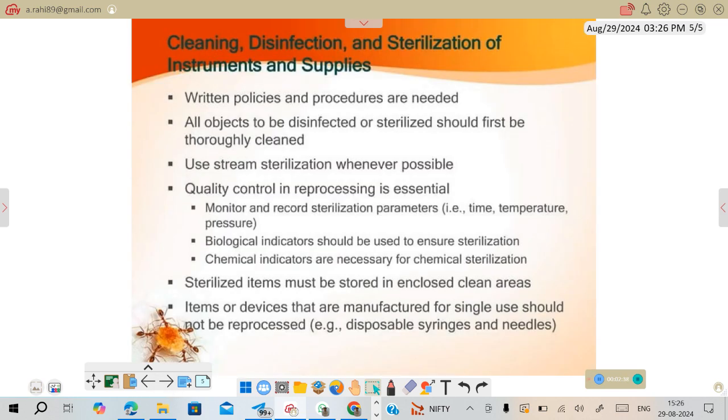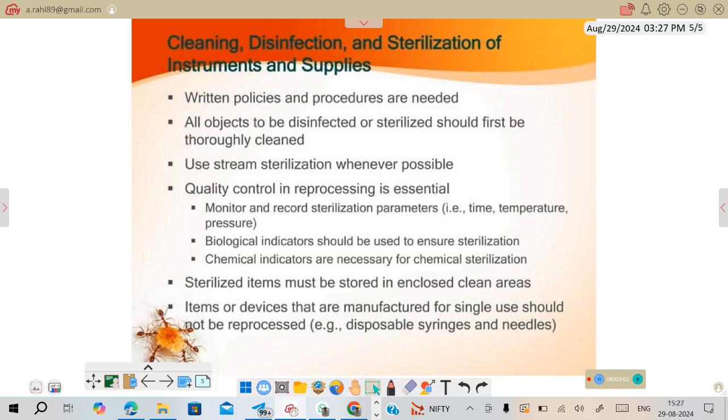There should be cleaning, disinfection, and sterilization of instruments and supplies, with written policies and procedures for that. Steam sterilization is also needed, and quality control processes like sterilization parameters, time, temperature, and pressure, and biological indicators should be used. Sterilized items should be kept in an enclosed clean area.